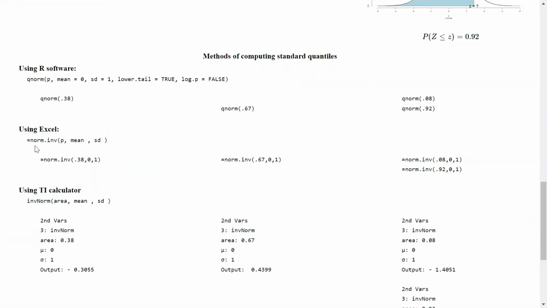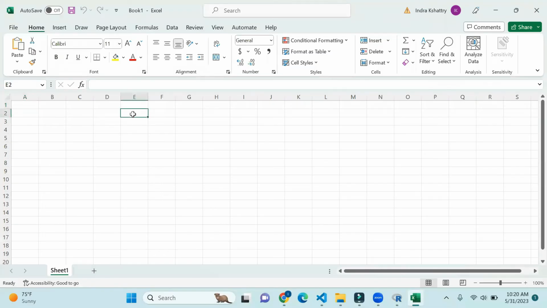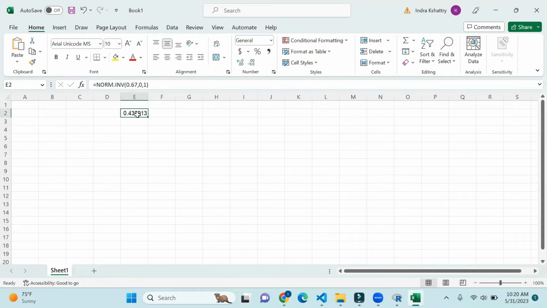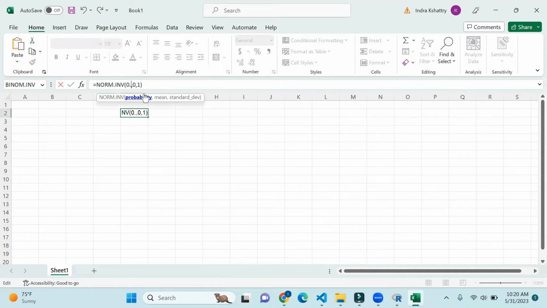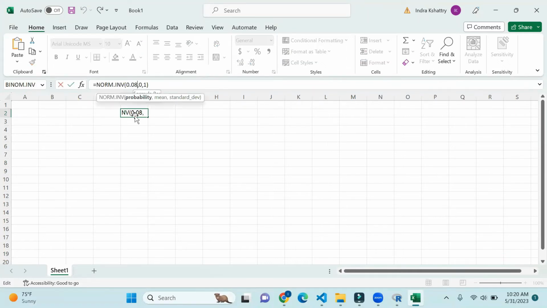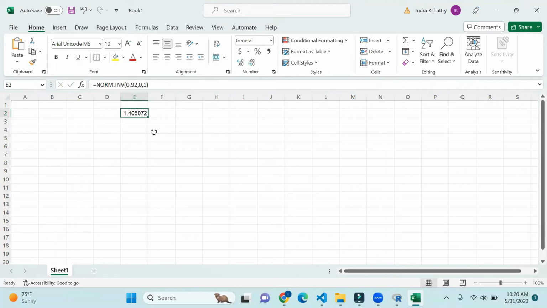Using Excel, the command is NORM.INV inside the parenthesis: probability, mean, and standard deviation. If we copy this command and paste in any cell of Excel, we get the lower quantile. Similarly, if we change this to 0.67, we get the right quantile. And if we change this to 0.08, we get the lower quantile for middle probability. And last, if we change this to 0.92, we get the upper quantile for middle probability.